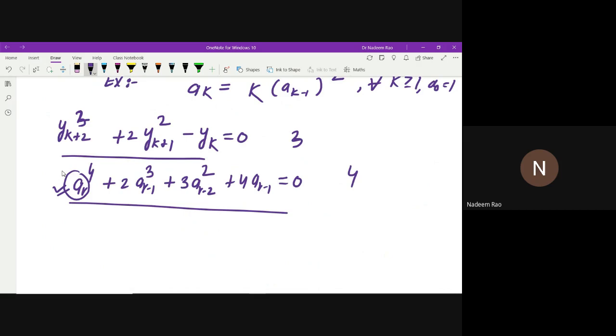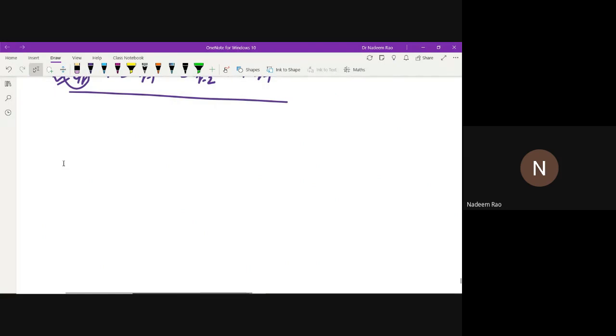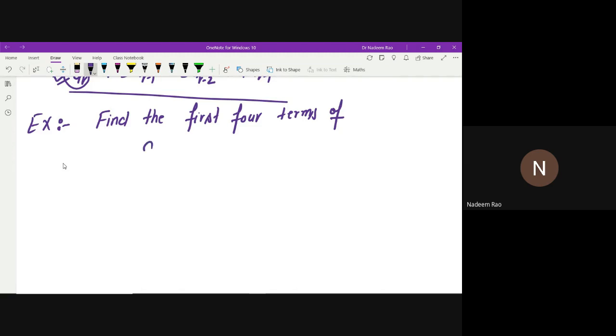Next, we deal with another example. For example, find the first four terms of ak equals to k times ak minus 1 whole square for all k is greater than equals to 1. So the relation is very simple.